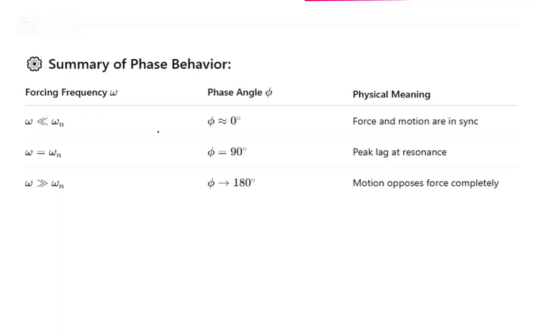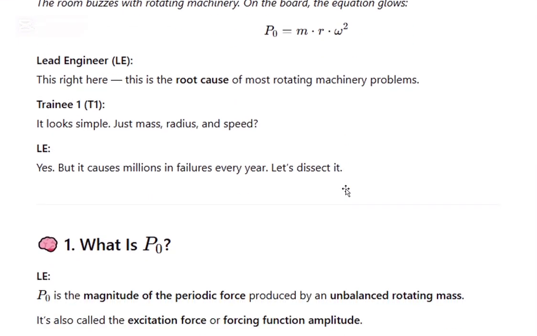So this is the summary of phase behavior. If our forcing frequency is much less than omega n, the force and motion are in sync, phi becomes 0. Omega equal to omega n, phi becomes 90 and the peak lags at resonance. And omega much greater than omega n, then phi becomes 180, the motion opposes the force completely.